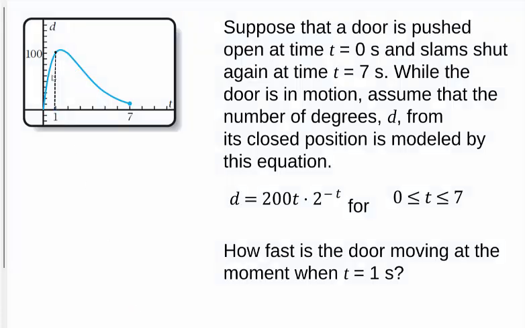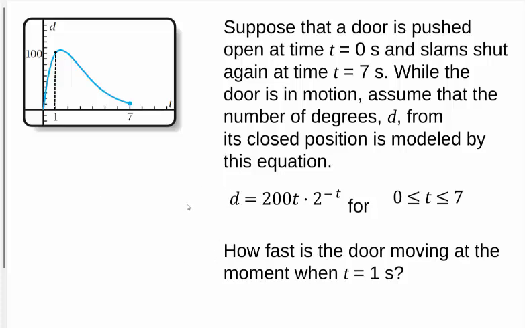If we look right there, the position is going up. It's not at its farthest point from being closed, so it's still opening right here. And here's where it would start closing. So it's still opening. It looks kind of steep, but it's starting to level off. So it's moving a little bit fast, but that's about all we can tell. We don't really have numbers.